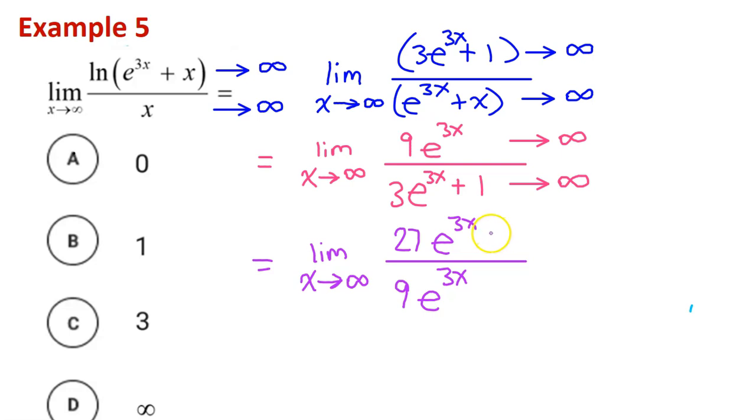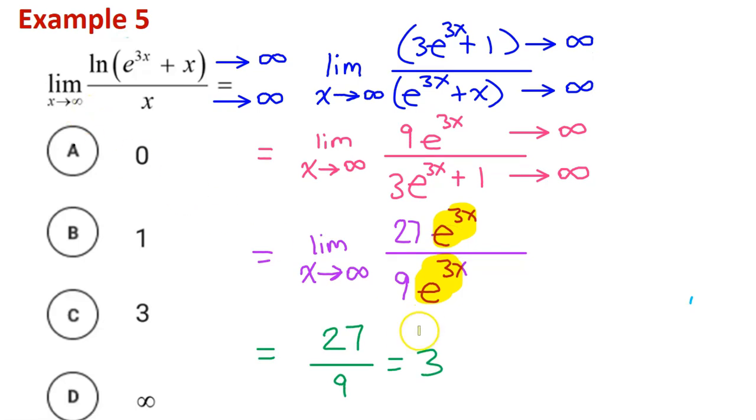But wait, before we think about what happens to the numerator and the denominator as x increases without bound, we suddenly notice that we have this e to the 3x in the numerator and the denominator that will cancel each other out. We are left with 27 over 9, which equals 3. So the answer is C.